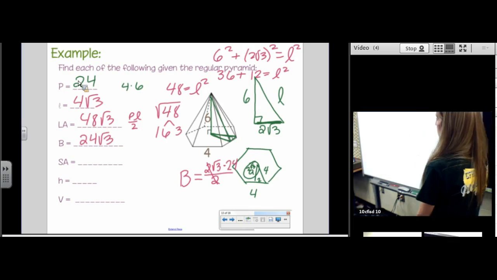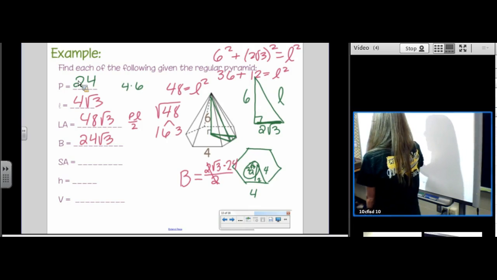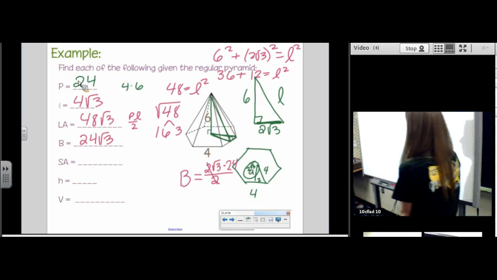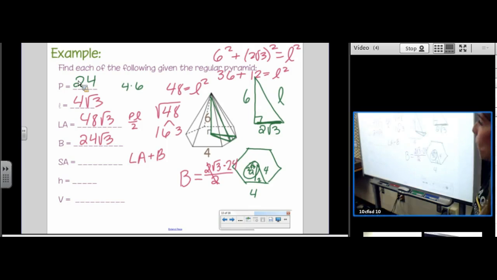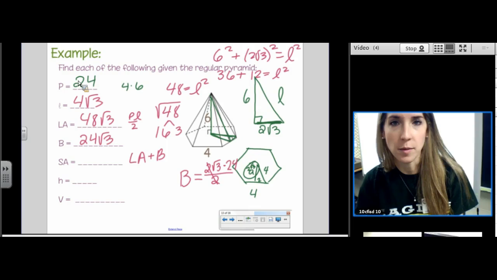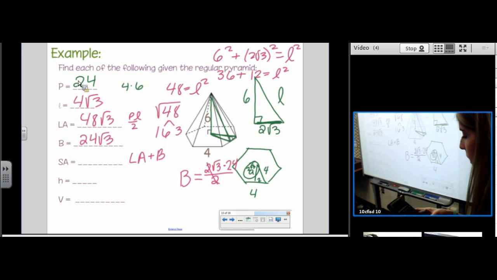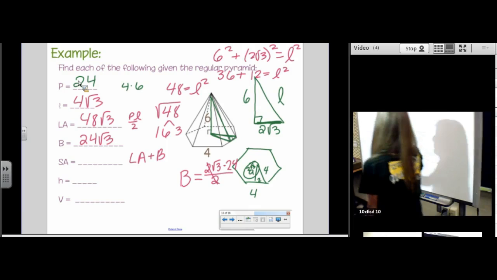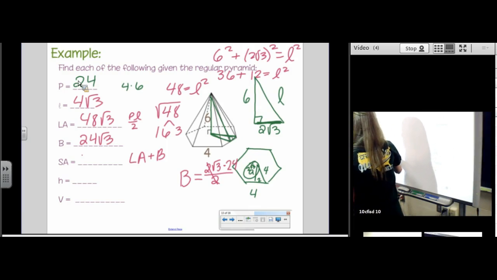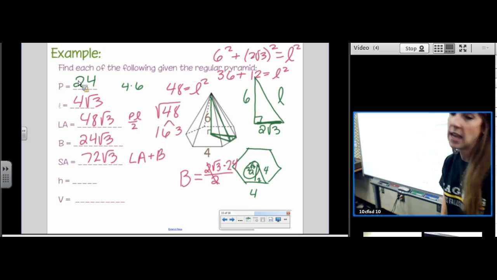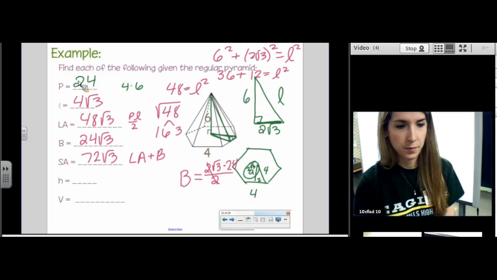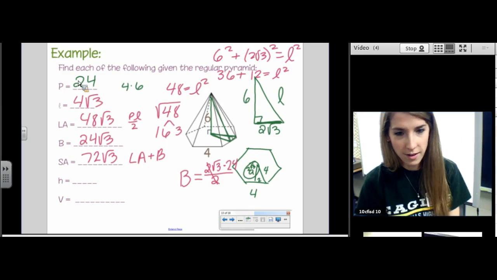Whew! The surface area is LA plus B. So it's just 48 root 3 plus 24 root 3. Those are like terms, so we're allowed to add them. 48 plus 24. The surface area is 72 root 3. Whew! We can do this.